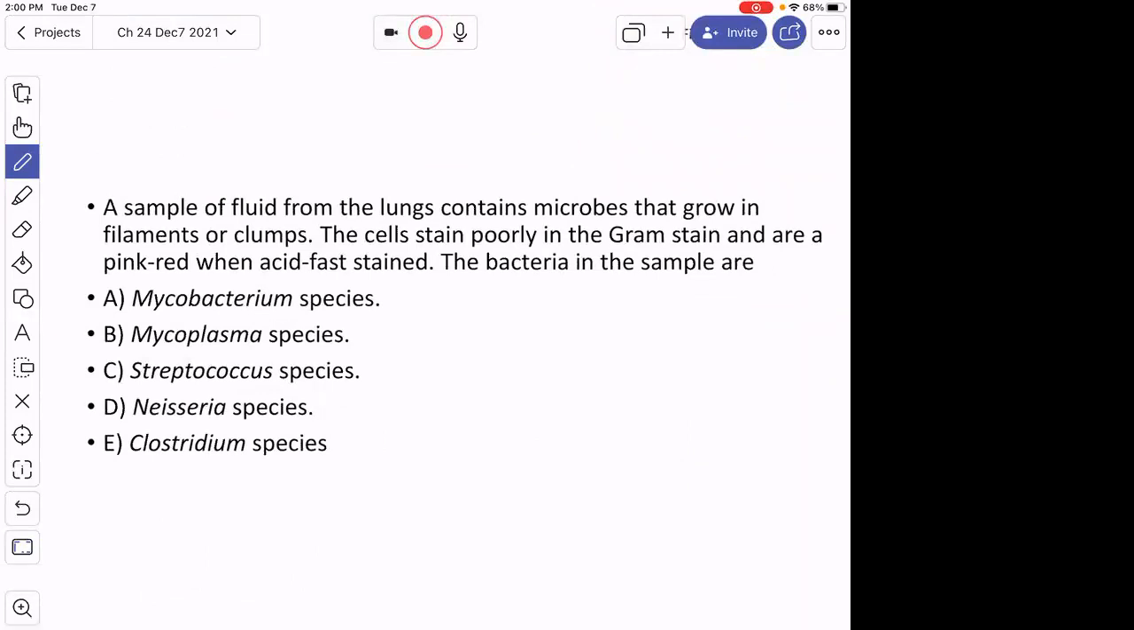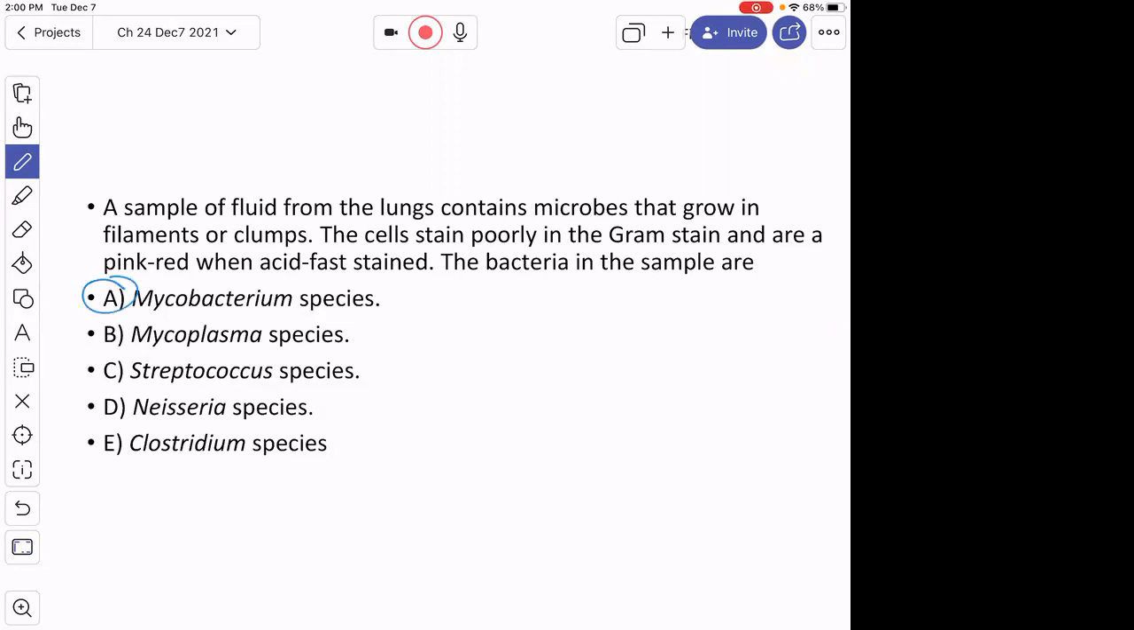All right, a sample of fluid from the lungs contains microbes that grow in filaments or clumps. That's your first clue. The cells stain poorly in the gram stain and are red-pink when we acid-fast stain them. The bacteria in the sample are, all right, hopefully that's kind of an easy one, especially if you're in lab, taking your lab exam this week. That's going to be Mycobacterium species.